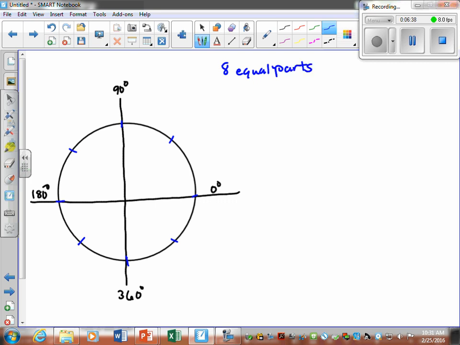Okay, to find the degrees, what would I need to do? 360 divided by 8, and you would find out that each part is going to be how many degrees? 45 degrees, right? So I could say 360 divided by 8 parts, they're equal to 45 degrees each. So then I could label this one 45.